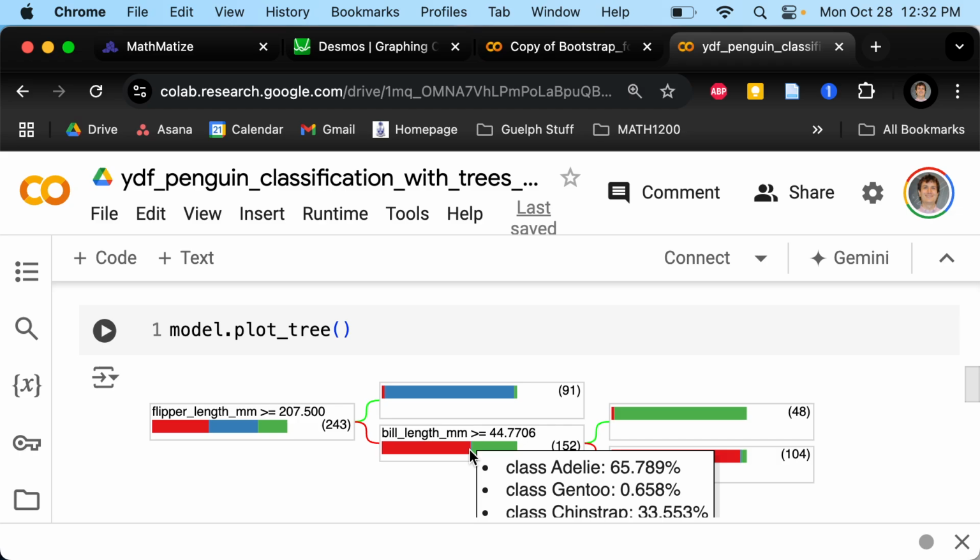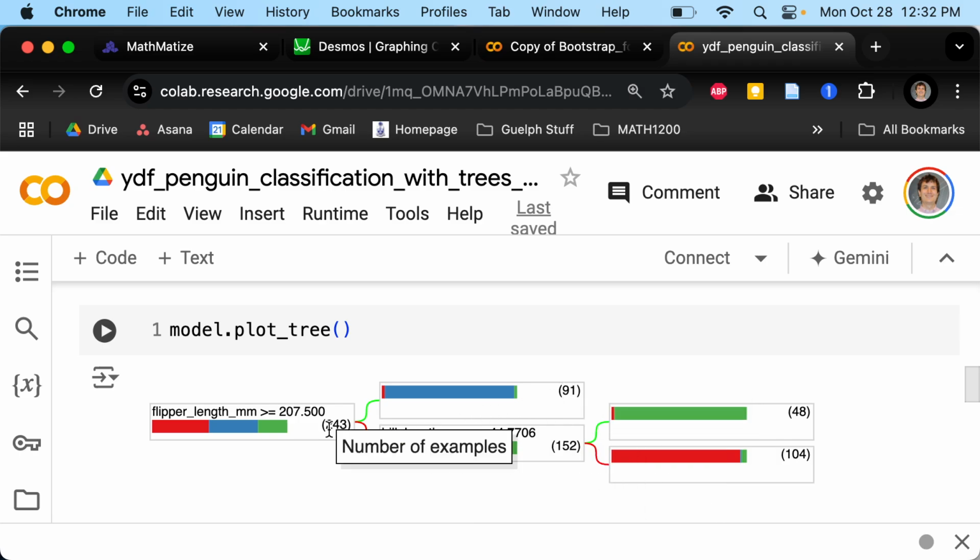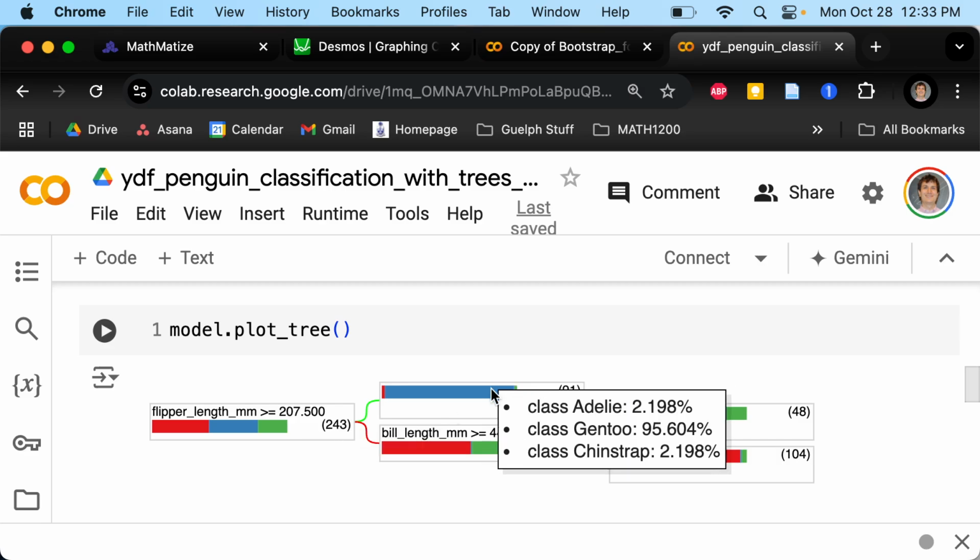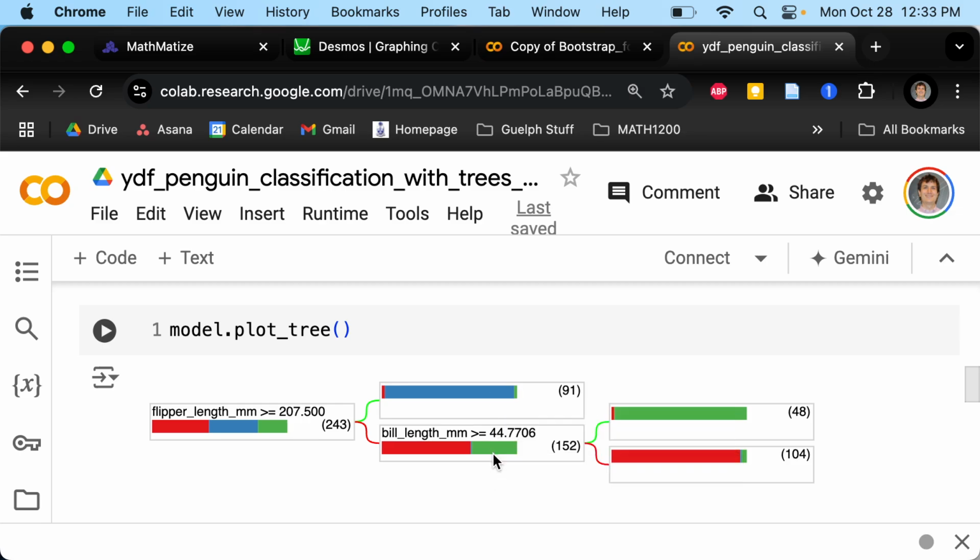And when the computer was making the tree, it was saying, what question can I ask to make these things as separated as possible? When can I get the most information to separate these 3 classes? And this is what it came up with. It also shows you the number, right? Of the 243 examples, 91 examples say yes, and 152 examples say no. So it's splitting into 2.